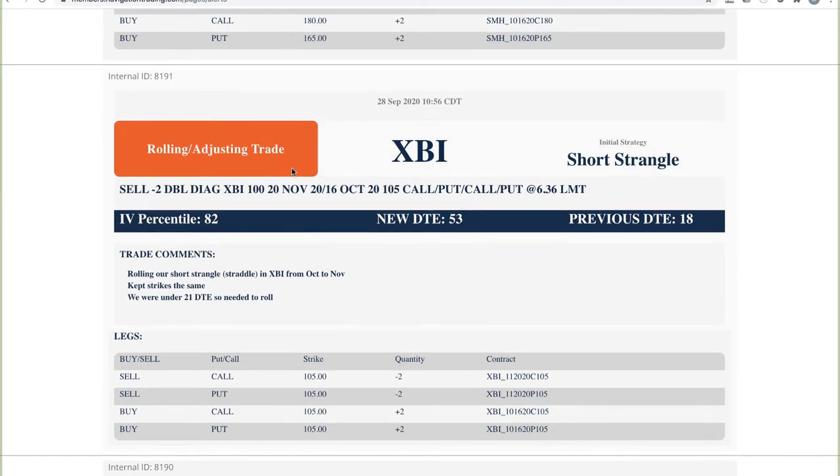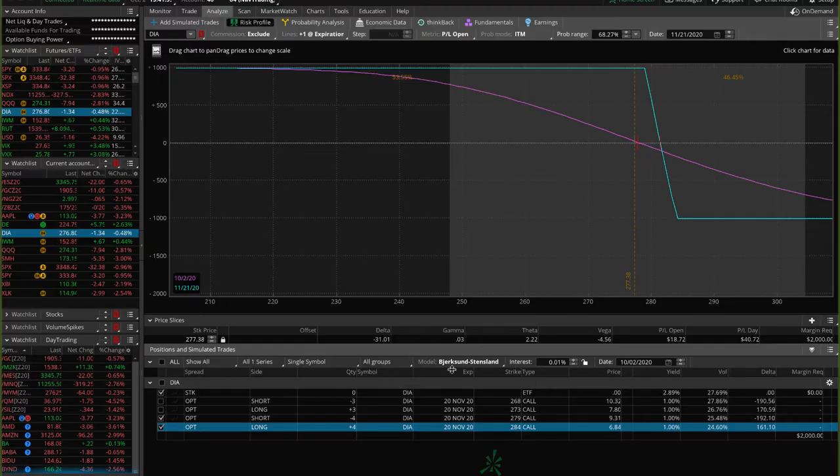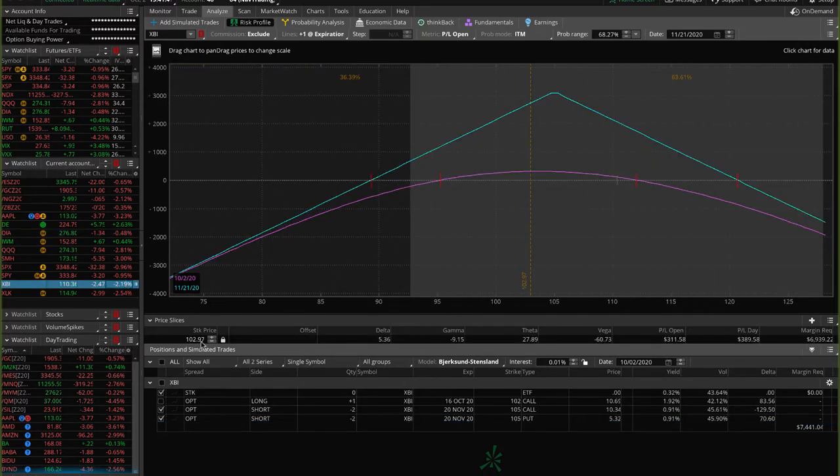Next trade, rolling adjusting trade in XBI. We've got this short strangle, which has been adjusted into a straddle. We rolled that from October to November. We were under 21 days to expiration, so we just wanted to roll that out and extend duration. We kept these strikes exactly the same, so we've got that straddle on still. Price is hanging out right here, so not too far off from where we rolled it.